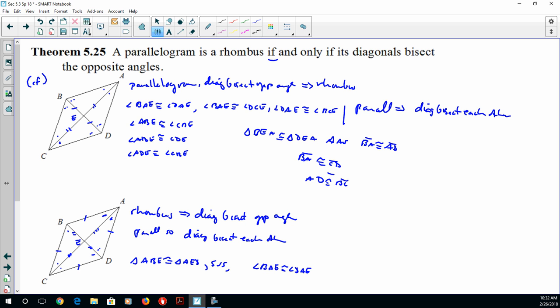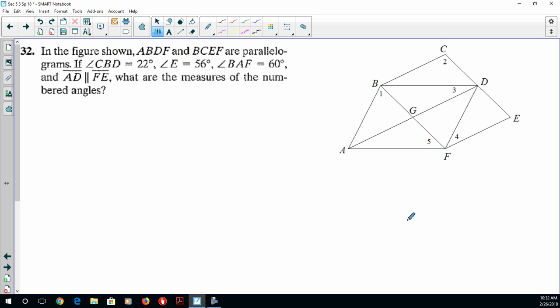Angles are bisected. Okay, let's work a problem from the book now. Number 32, we want to figure out what angles 1, 2, 3, 4, and 5 are, what their measures are. I have yet to come up with a really slick way of doing this. I just basically come in and compute everything. So let's do a few of these.